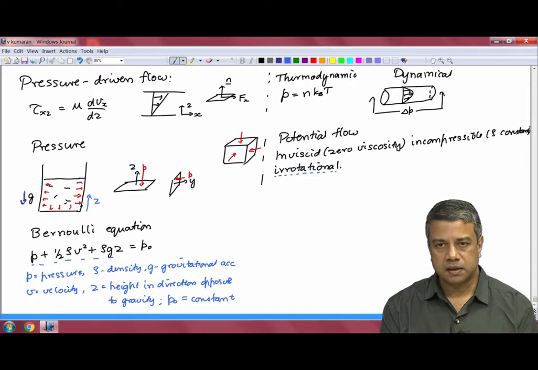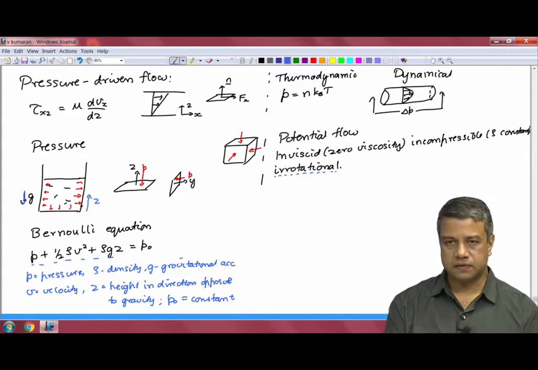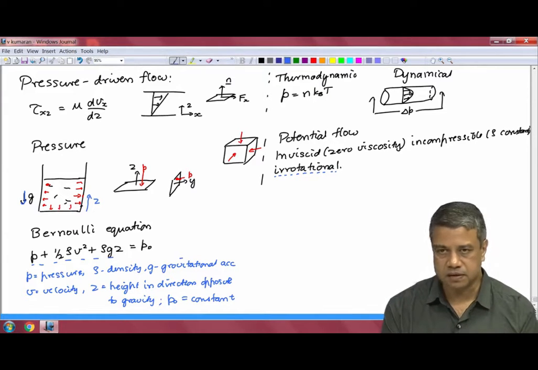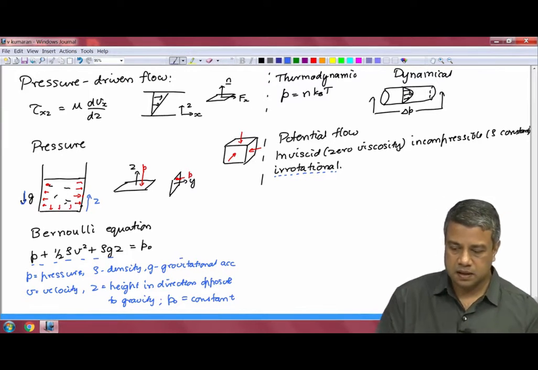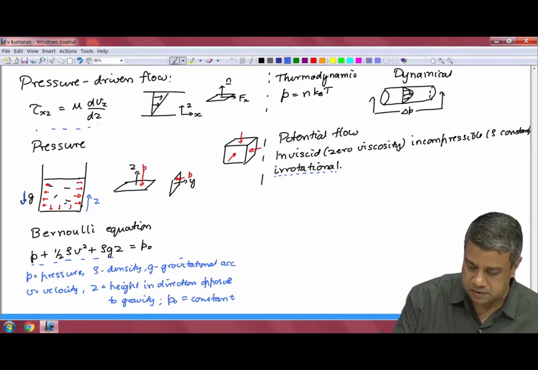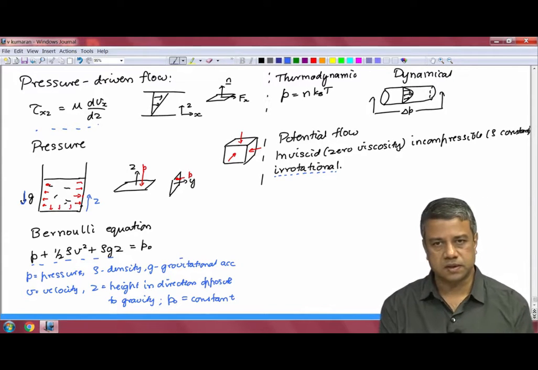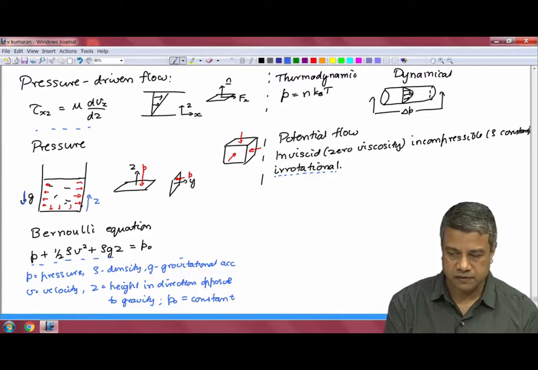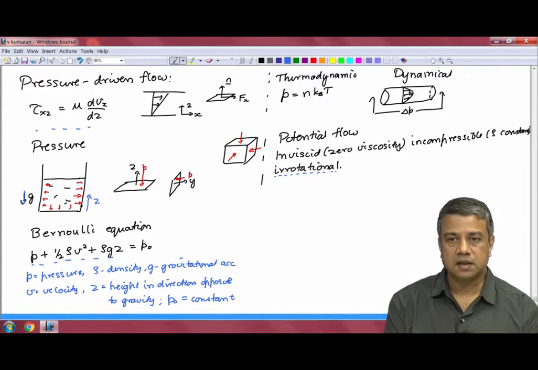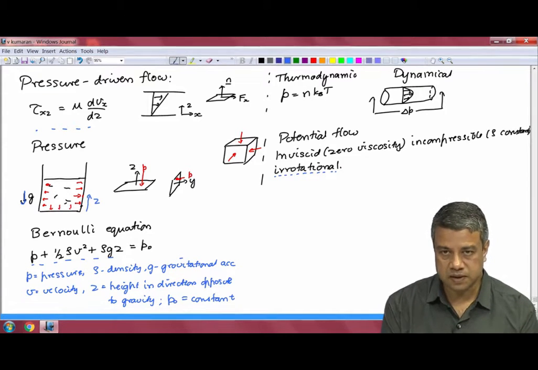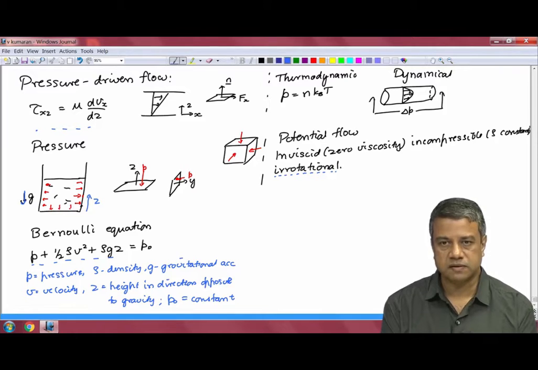One important characteristic of potential flow: we have considered it to be inviscid, zero viscosity. That means that the shear stress is equal to 0. That means that if I have a fluid flowing close to the boundary, there is no momentum transport perpendicular to the surface, because the shear stress gives you the rate of transport of momentum in the x direction perpendicular to a surface whose unit normal is in the z direction.